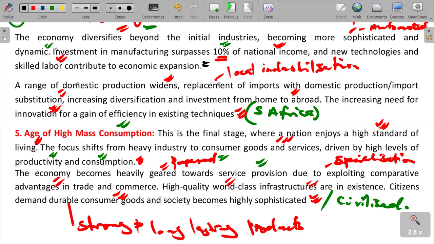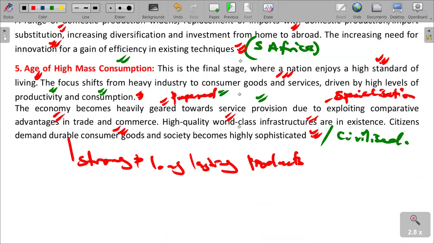Therefore, we can agree that South Africa falls into what? At stage 4. Let's have the last stage, the age of high mass consumption, which is the final stage where a nation enjoys high standards of living, which are caused because of innovation and a gain in efficiency of business production methods. We talk about increasing diversification that is also present on stage number 4. So now standards of living therefore are becoming better.